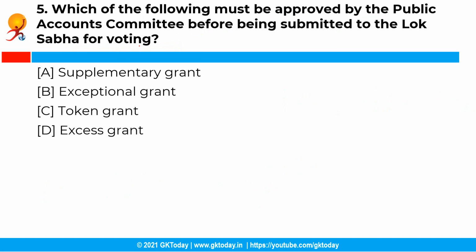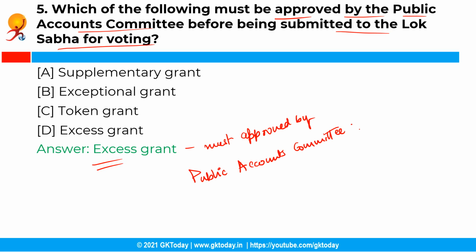The next question is, which of the following must be approved by the Public Accounts Committee before being submitted to the Lok Sabha for voting? So you have the following options and the correct answer is option D, that is excess grant. See, excess grant is granted when money has been spent in a year in excess of the amount granted in budget for that year for a particular service, and it is voted by the Lok Sabha after the financial year, and before the demands of the excess grants are submitted to the Lok Sabha for voting, they must be approved by the Public Accounts Committee of Parliament.